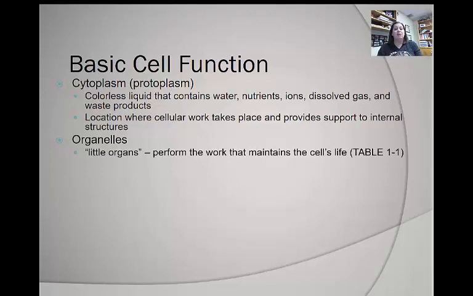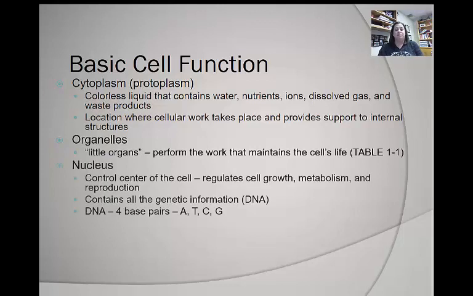Now, in your textbook at table 1-1, it lists all these organelles for you, and you do need to review them. I'm going to review them briefly here in the PowerPoint, but you do need to take a look at them in your textbook as well as take a look at the diagram of the cell.